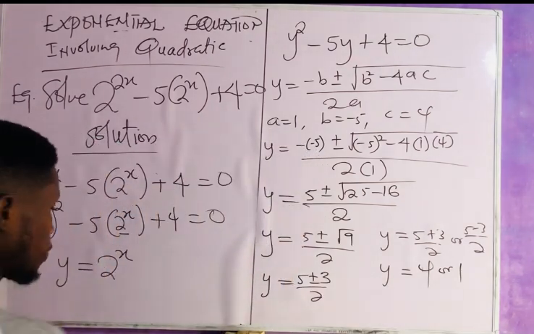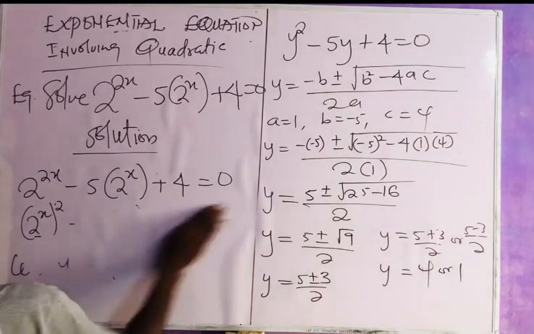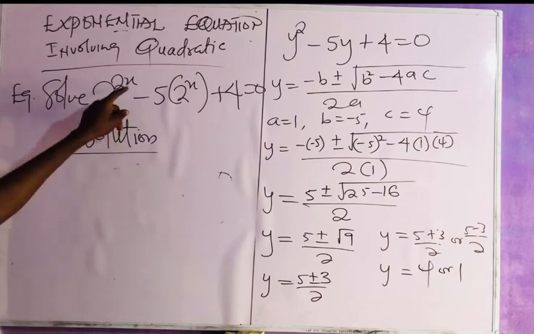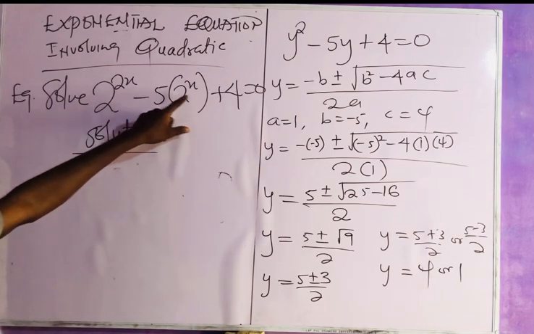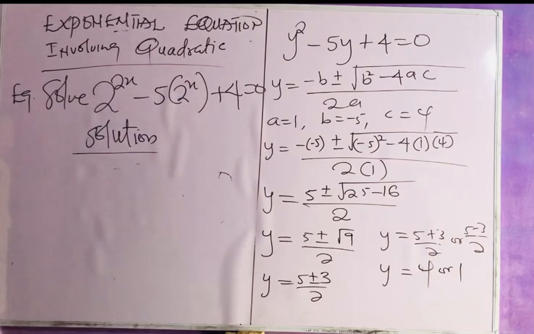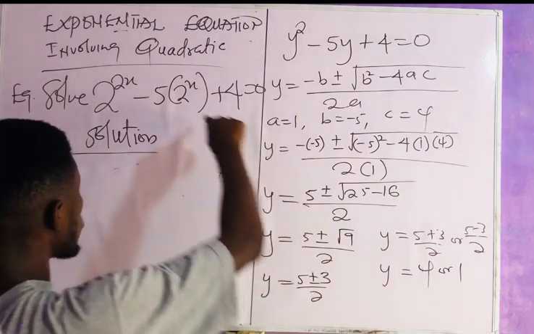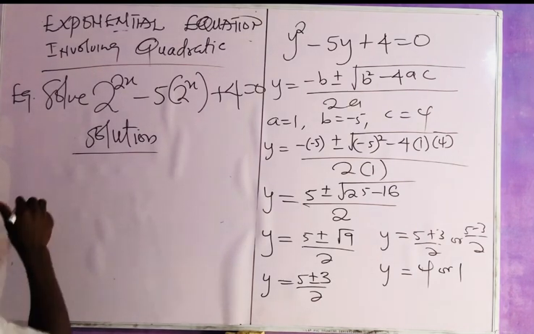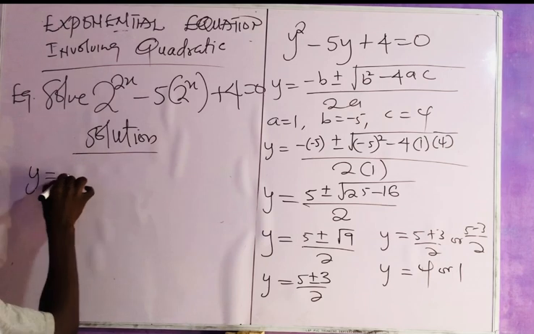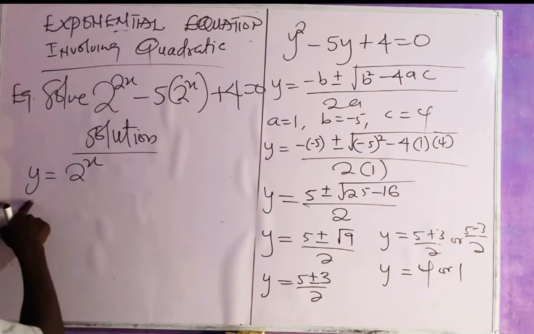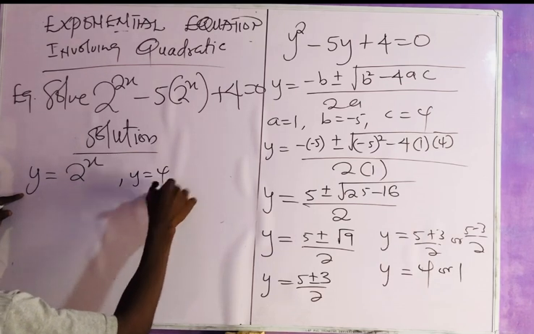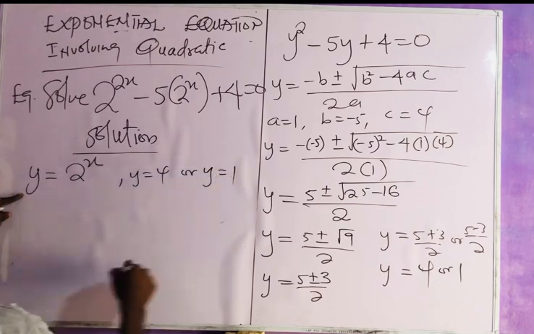Alright, so from the question, the variable given to us was what? X, not y. So you have to change this y back to what? This x. But we made the initial condition or hypothesis that we should let y equal 2 to the power x. And now we are saying that y is either 4 or y is what? 1.